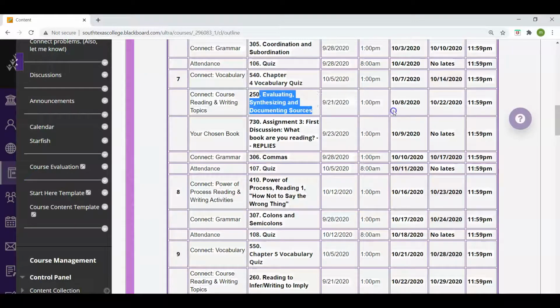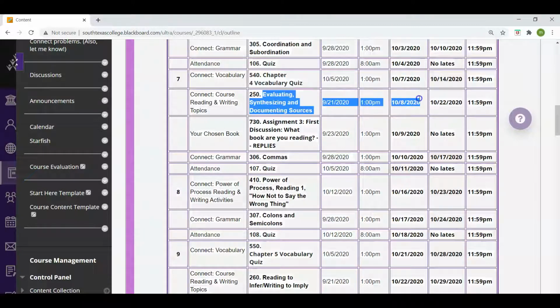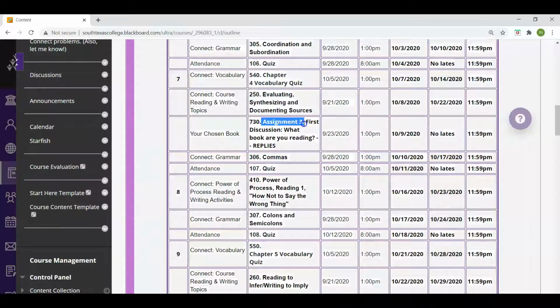I think this one does take longer. The vocabulary quiz won't take you that long, I don't think. But this might take a little bit longer. And then the reply, I don't think it'll take you that long to reply, but it might be a matter of going into your emails, seeing who your partners are, checking the discussion board and realizing that no one's there, right?